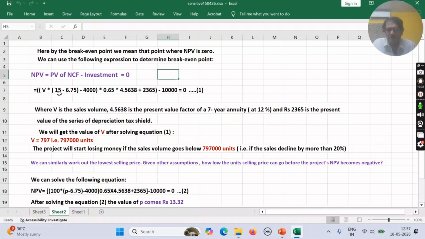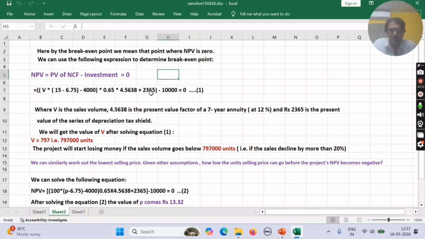So this is the sales price per unit, and this is the variable cost per unit. The per unit saving is this, multiplied with the volume, and this is the total revenue minus the fixed cost, multiplied by 0.65. Why 0.65? Because 0.65 is the retained revenue, and 0.35 is the tax. Year after year you are getting this, and for 7 years this is the cumulative discounting factor, and this is the present value of the total cash inflows, plus this is for the depreciation tax shield.